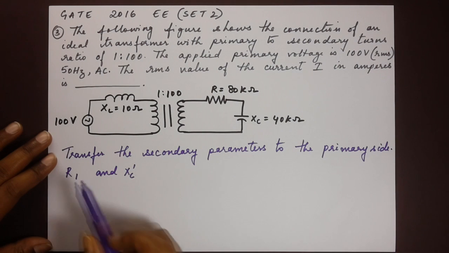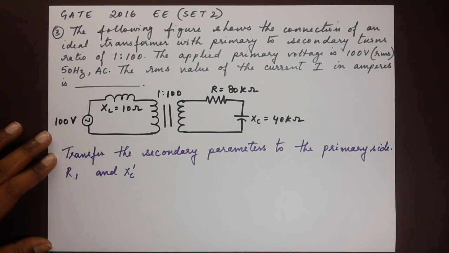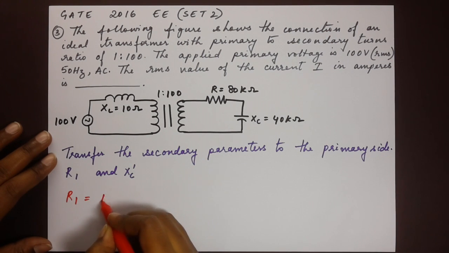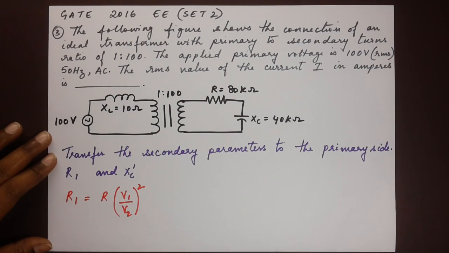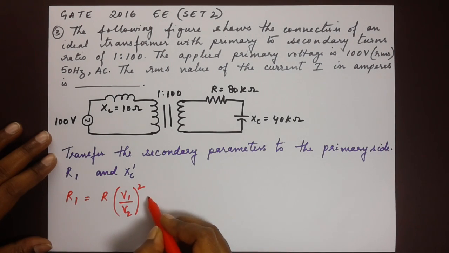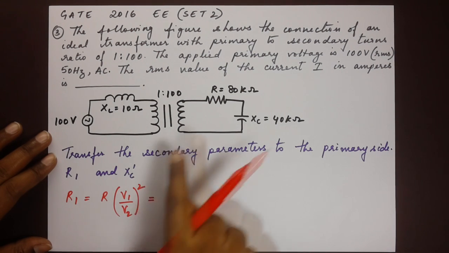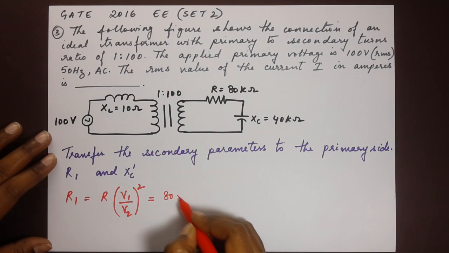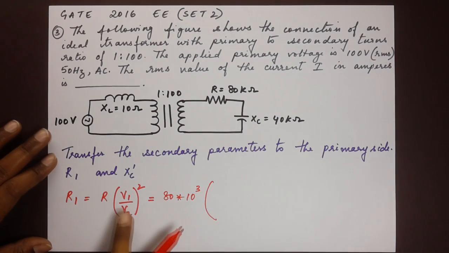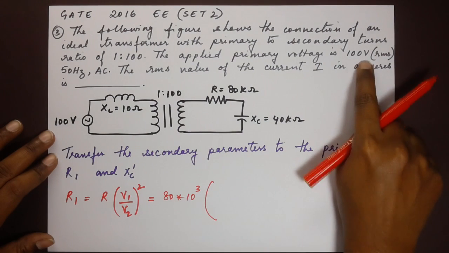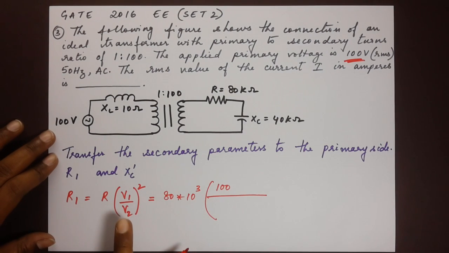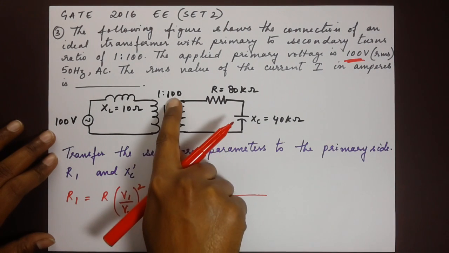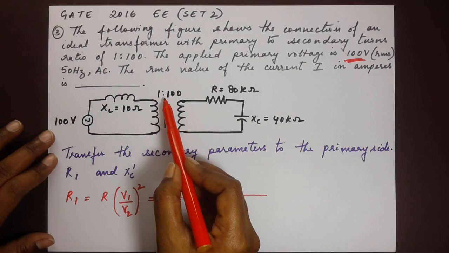Now here is the formula. I'll just write that down here. R1 can be found by multiplying the given value R with the ratio of V1 by V2 squared. So this is the general formula. Now if we substitute the values, we have R given as 80K, 80 into 10 power 3, and V1 is given as 100 volts RMS, so that's 100 divided by V2. V2 is the primary voltage times the number of turns, that's 100. The ratio is given as 1:100.